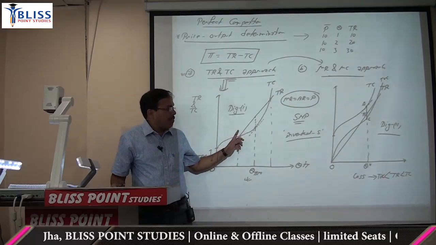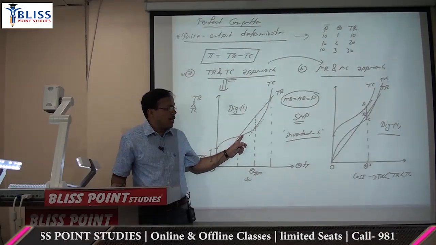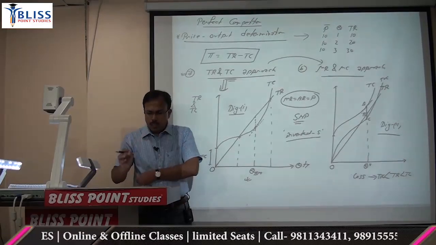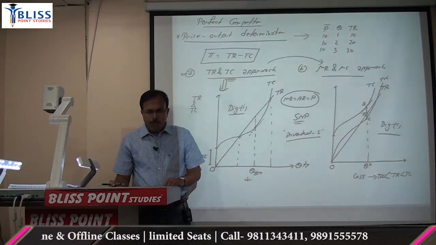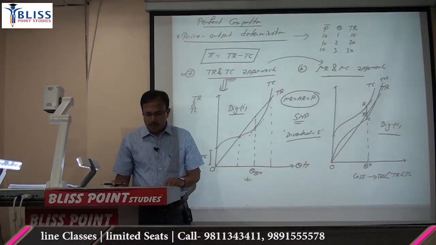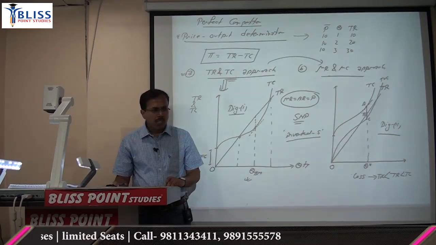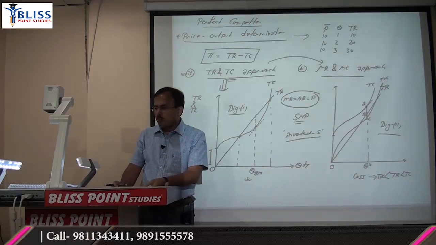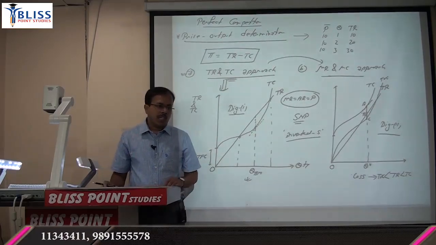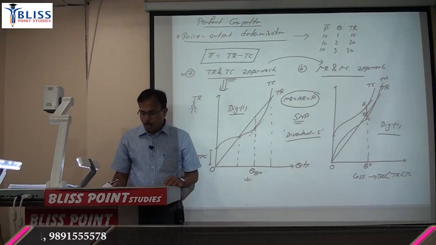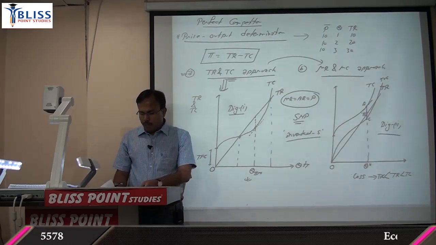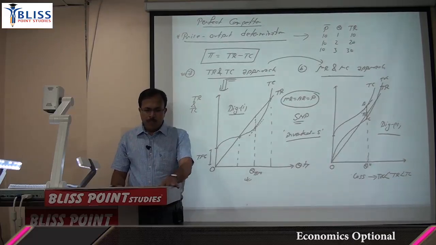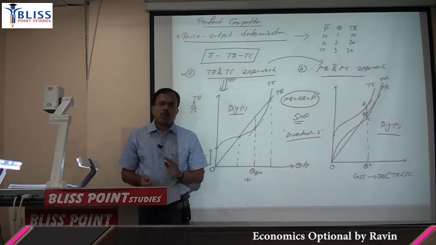As shown in diagram 1, this first one, since distance between TR and TC is positive, so competitive firm is earning supernormal profit.